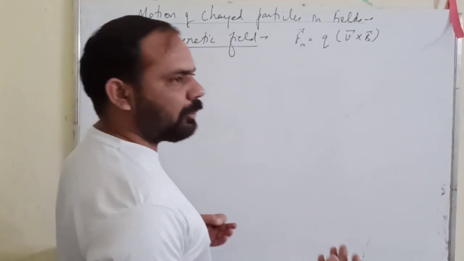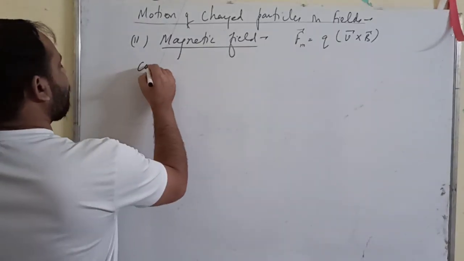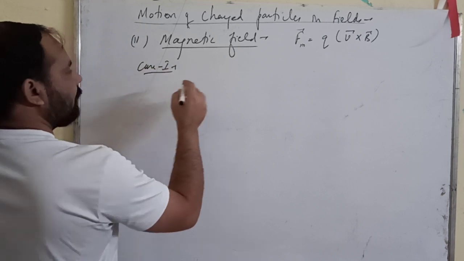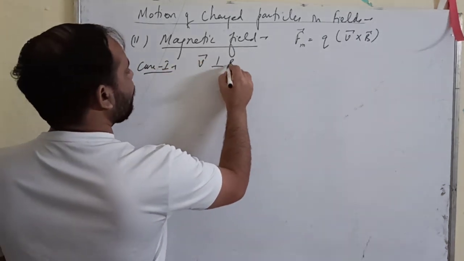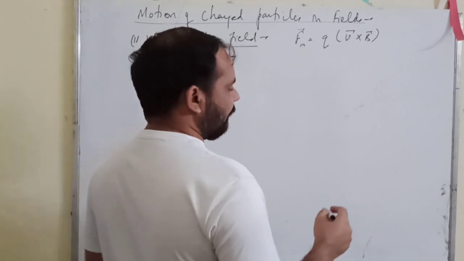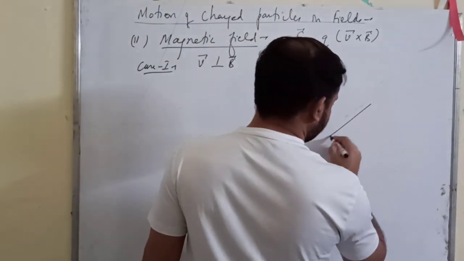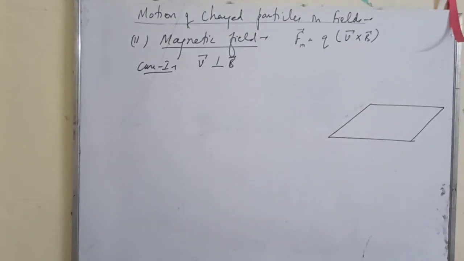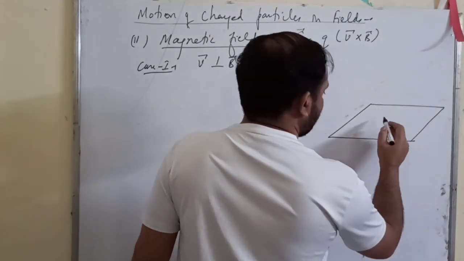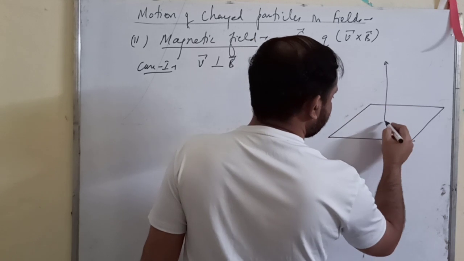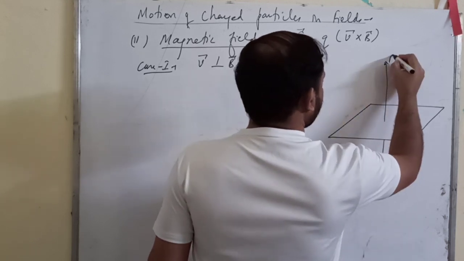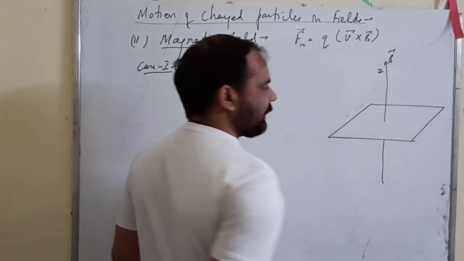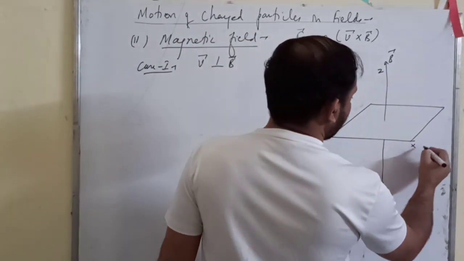Now here we can take two different cases. The case 1, V is perpendicular to B. It means that suppose this is the direction of magnetic field, B vector, this is suppose z axis and this is your xy plane.